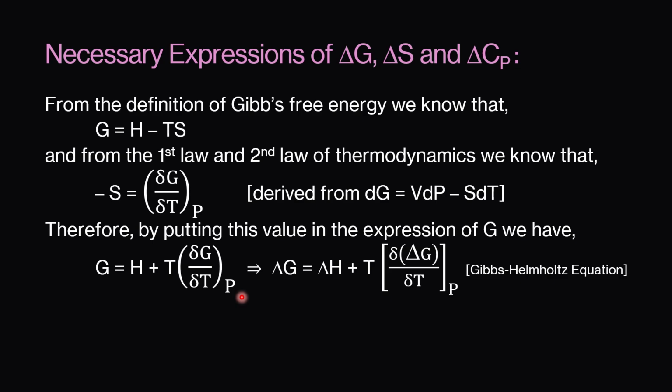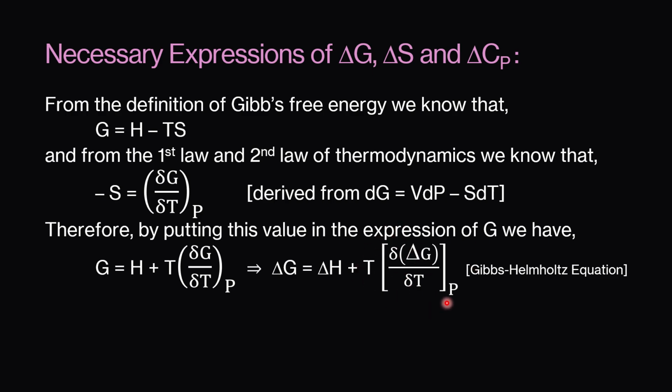And for finite changes, instead of G we can write delta G, instead of H we can write delta H, and instead of this G we can write delta G. So for finite changes, delta G equals delta H plus T times (del of delta G/del T) at constant pressure, which is in turn the Gibbs-Helmholtz equation. So this is one of the relationships, and we have to rearrange these equations.